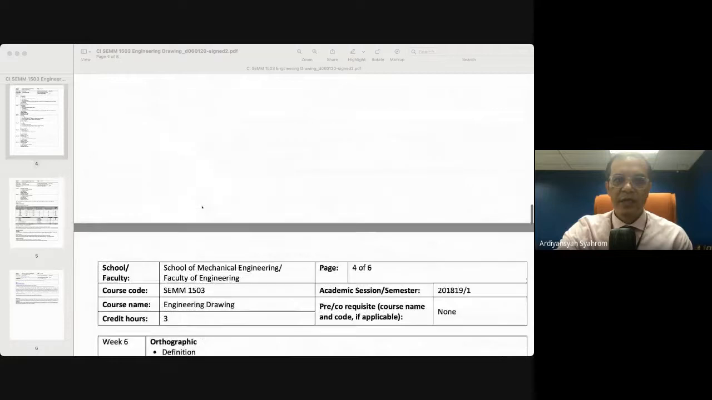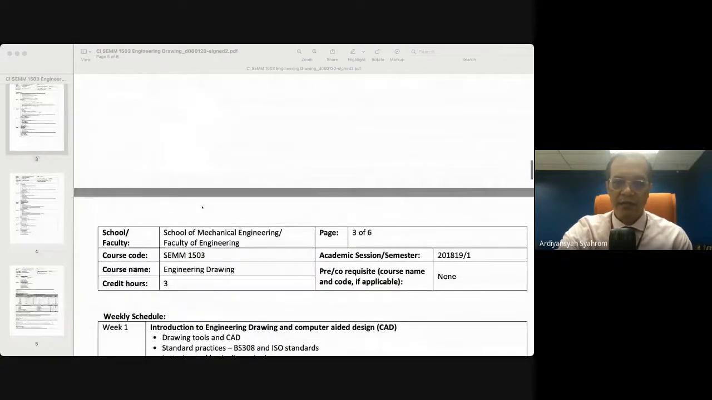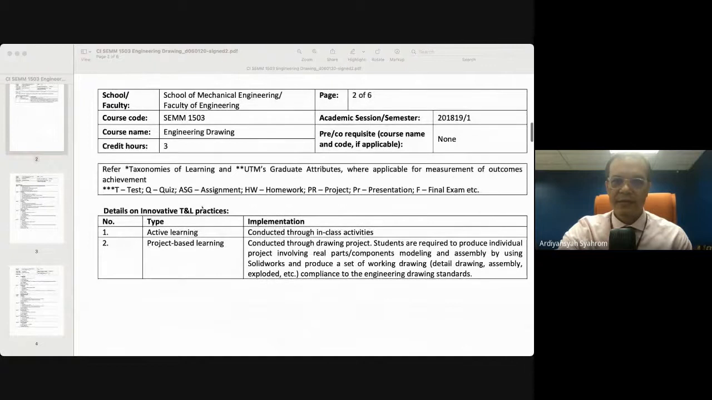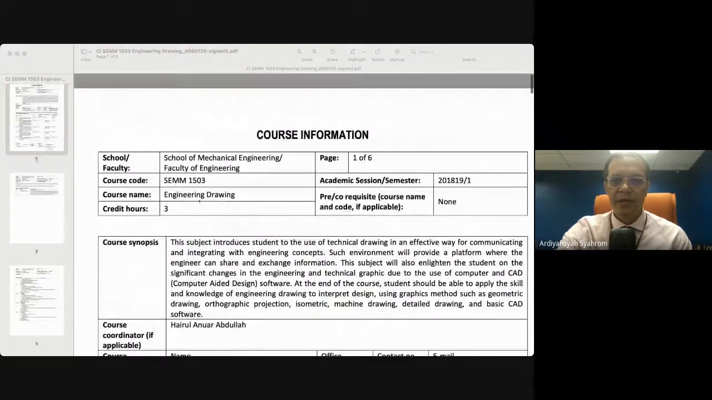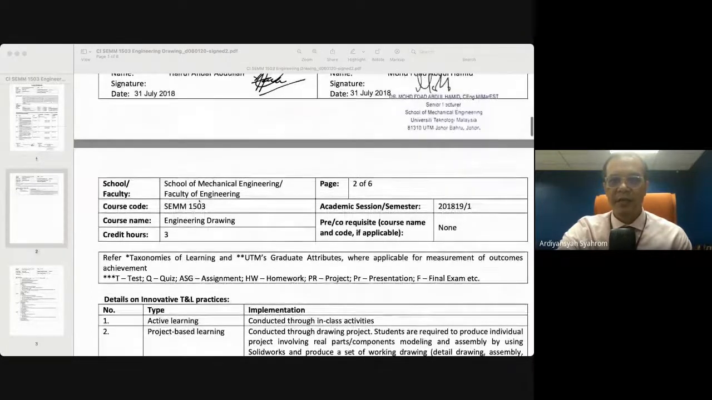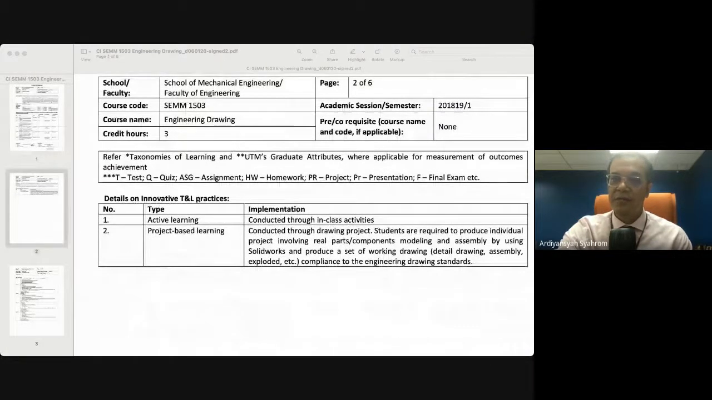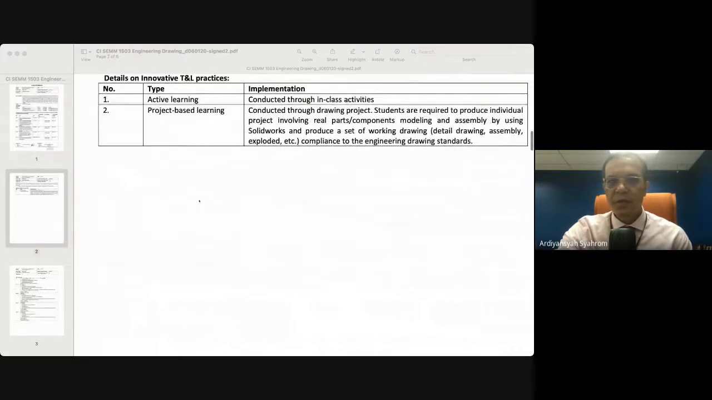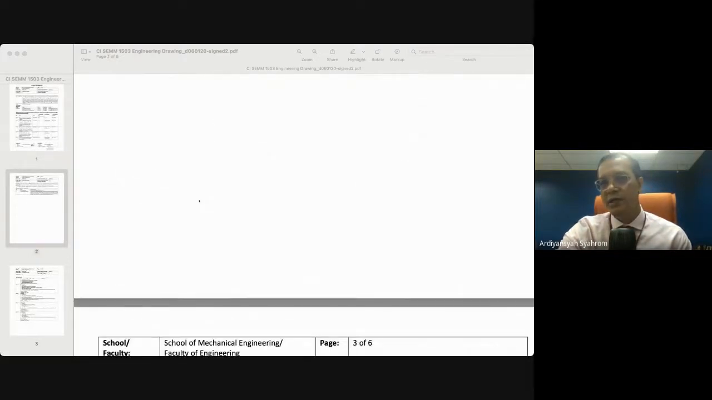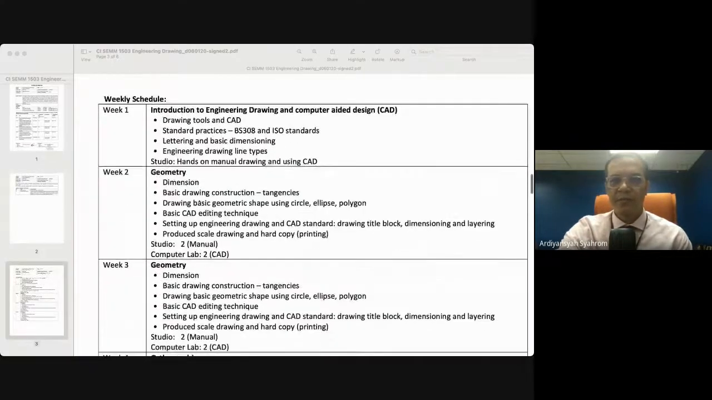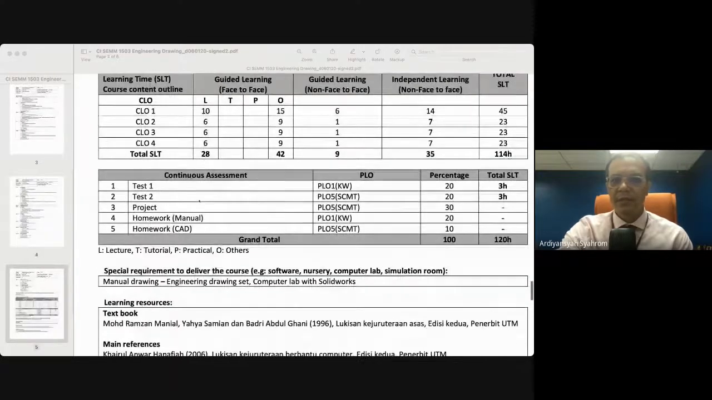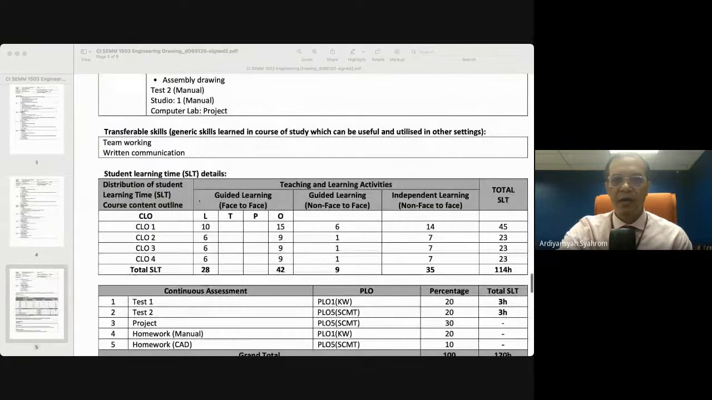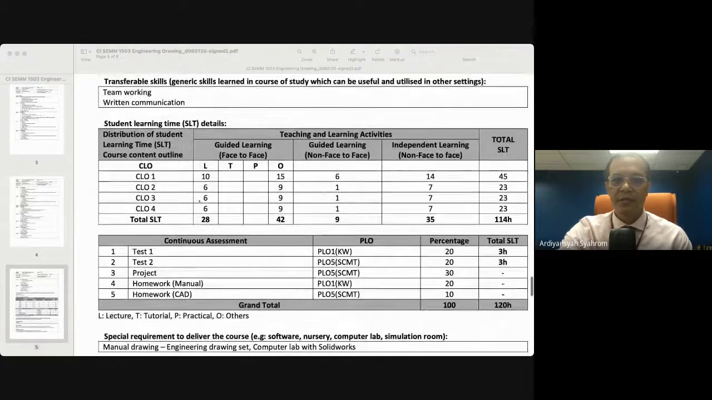There is another rule: you need to attend the class 80%. That is a must. If you do not reach 80%, then you are not allowed to join test 2. Definitely your mark will not pass. I hope we can agree on that one. Any question?